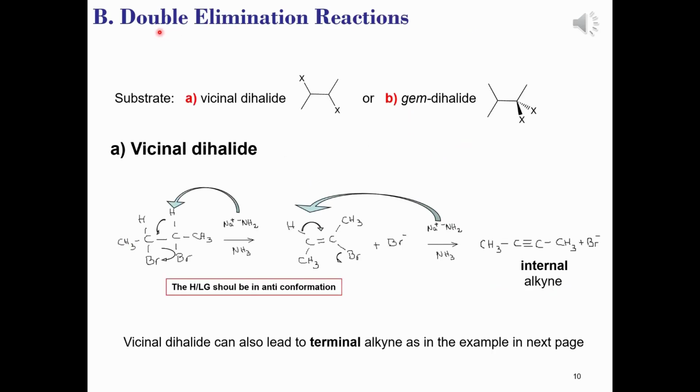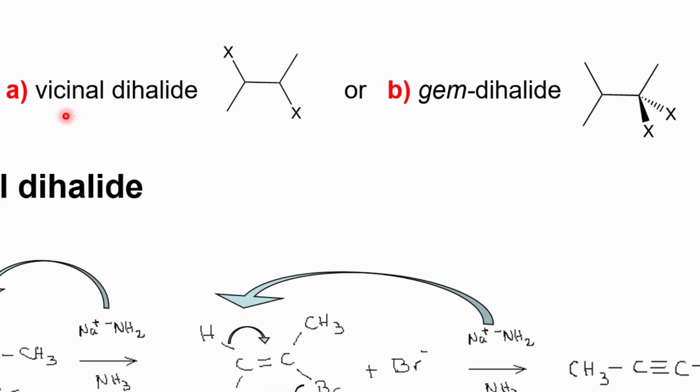In this particular video, we'll be looking at something called the double elimination reaction. Now this involves two types of substrate, either a vicinal dihalide or a geminal dihalide. The difference between them is that the vicinal dihalide places the halogen atoms on neighbouring carbons, whereas the geminal, or gem for short, places the halogen atoms on the same carbon.